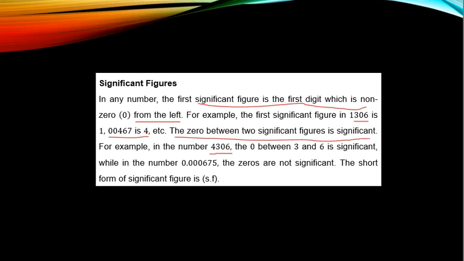While in the number 0.000675, the zeros are not significant because they are not appearing in between non-zero numbers. So get the difference between 4306, where the zero is significant, and 0.000675, where the zeros are not significant. The short form of significant figure is SF. That's the short form, SF.